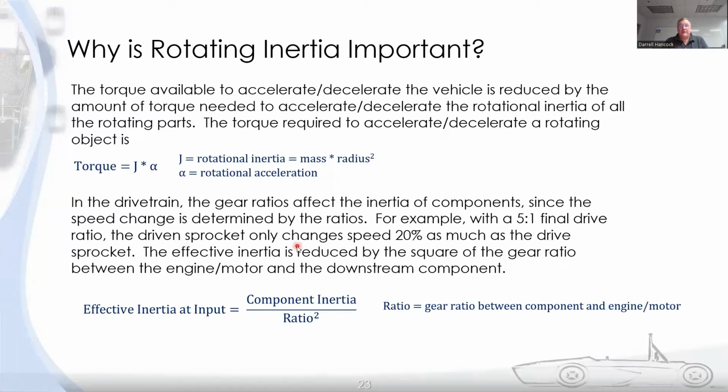But the wheels, if you've got a 5-to-1 ratio, they're only going to accelerate from 200 RPM to 3,000 RPM, right? So the amount of acceleration in those is reduced, and it's reduced by the square of the ratio. So you know the component inertia of, let's say, your wheel and tire assembly, and you know the ratio back to the engine or the motor. You square that ratio, and that's the effective inertia: the inertia of the part divided by its ratio back to the engine or motor, whatever is driving it.